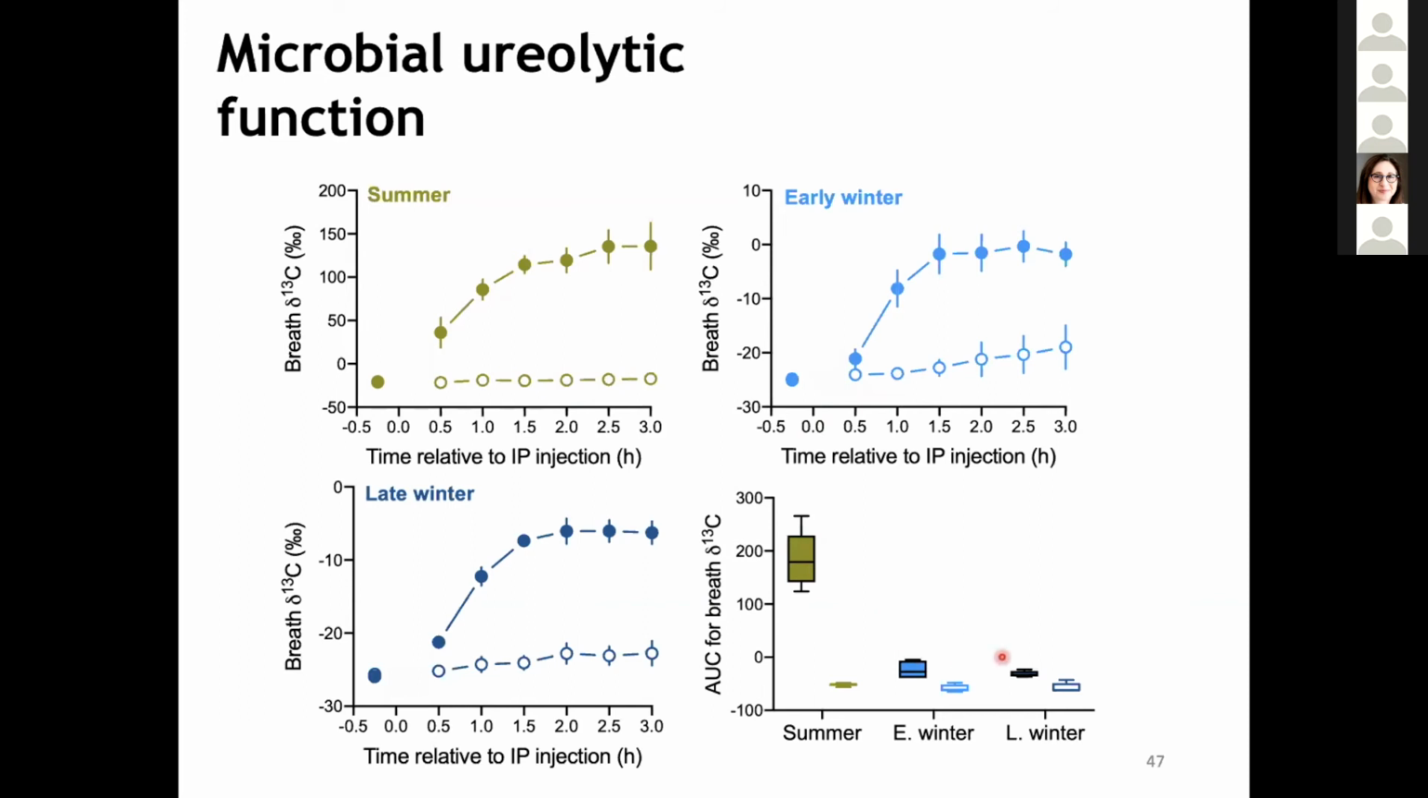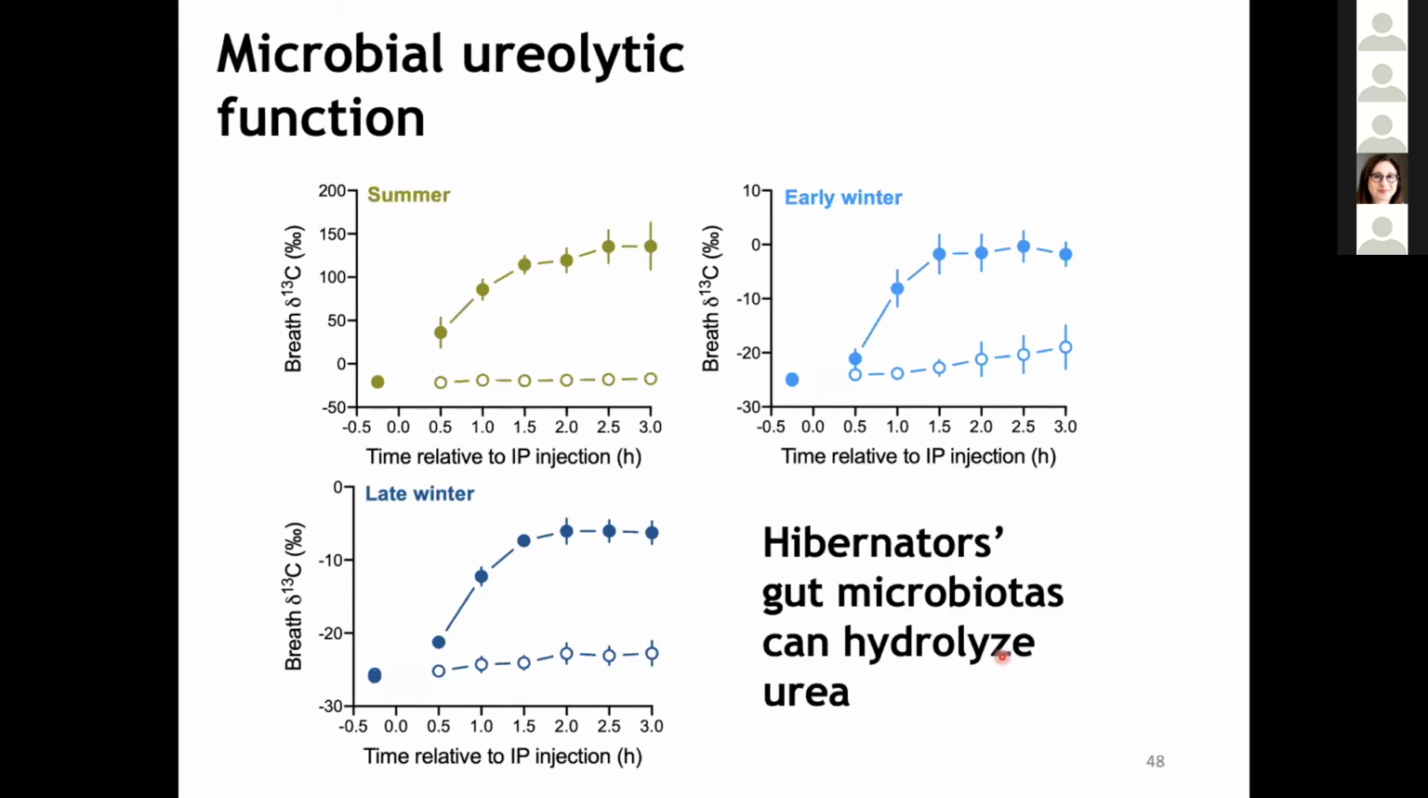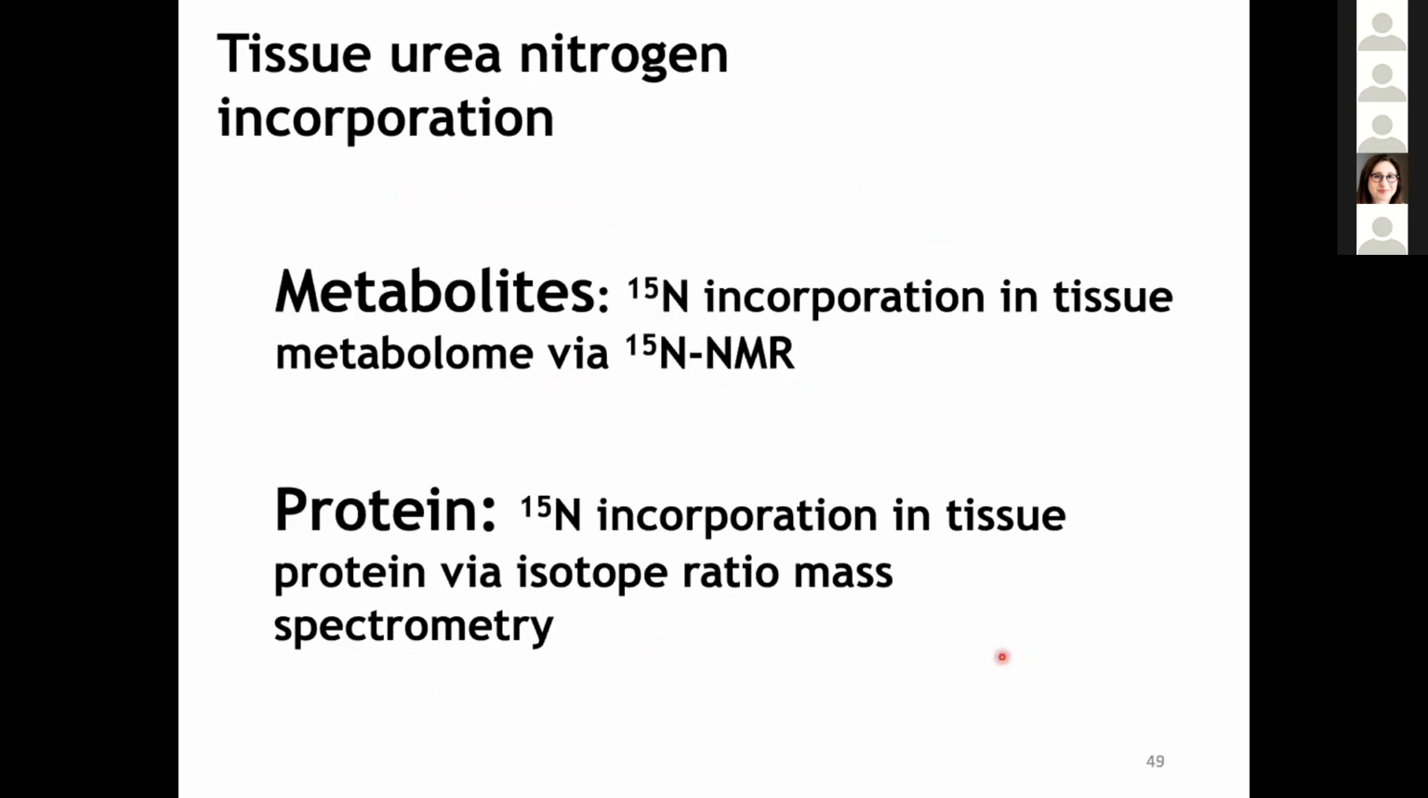And we believe this is due simply to the overall decrease in gut microbial abundance that I mentioned earlier in the talk. So what these results demonstrate is that hibernators' gut microbes can hydrolyze urea. And so the question now is: is the squirrel benefiting in any way from this urea hydrolysis? We're addressing this a couple of different ways, both of which are based on the fact that we've treated these squirrels with doubly labeled urea.